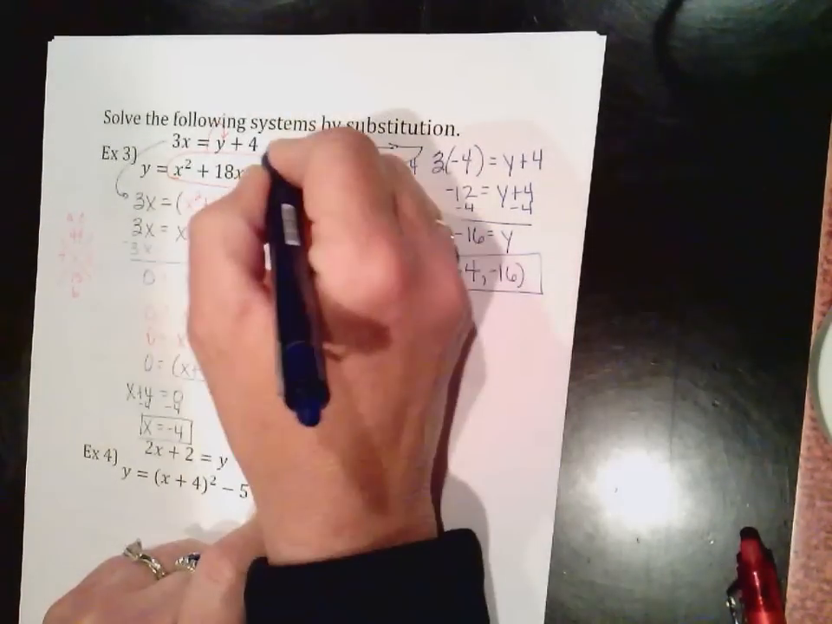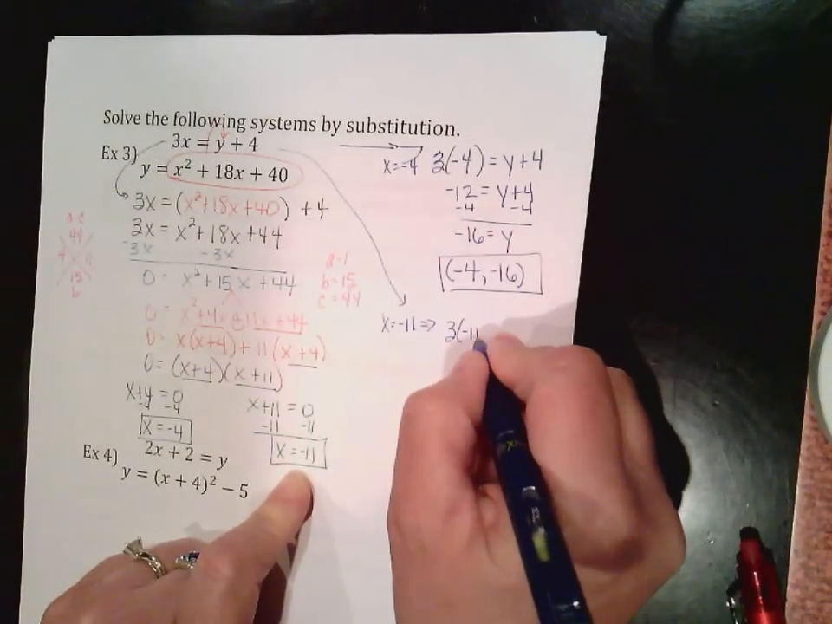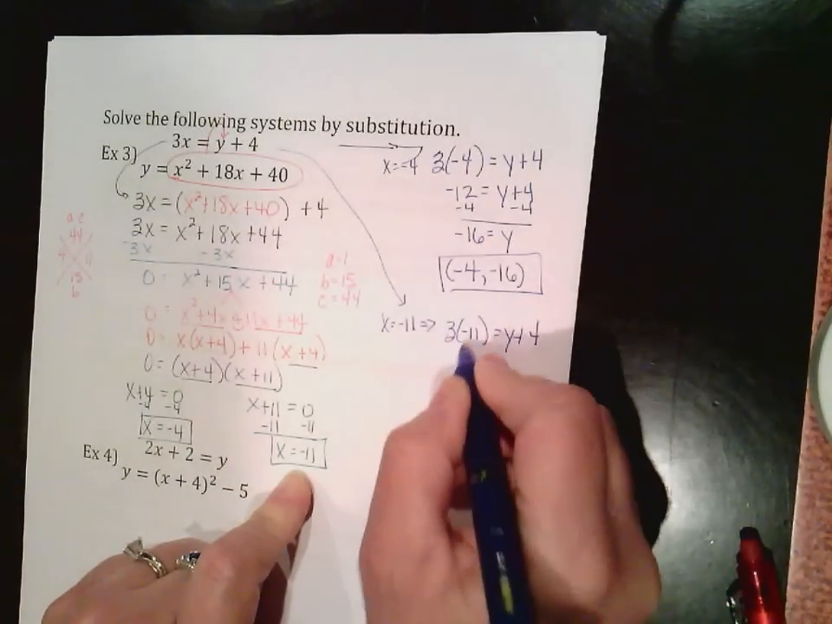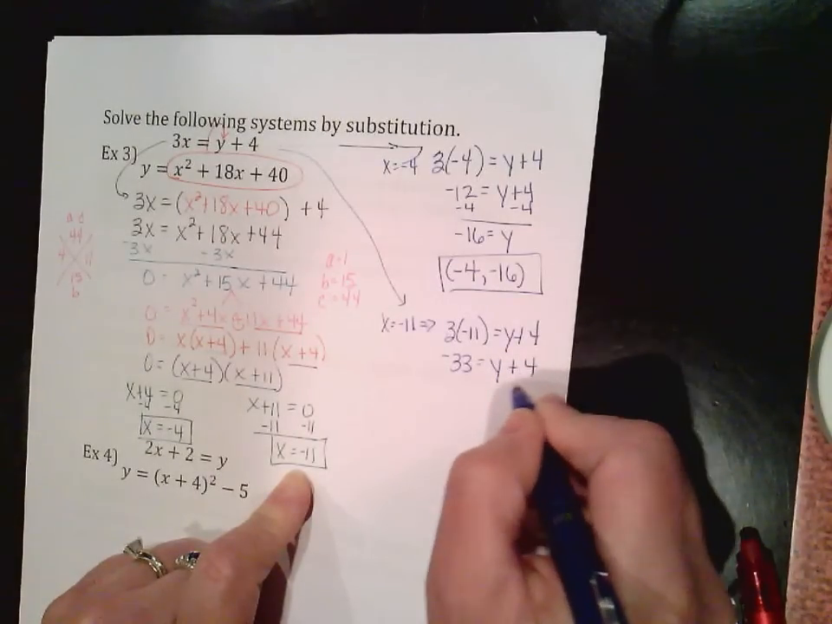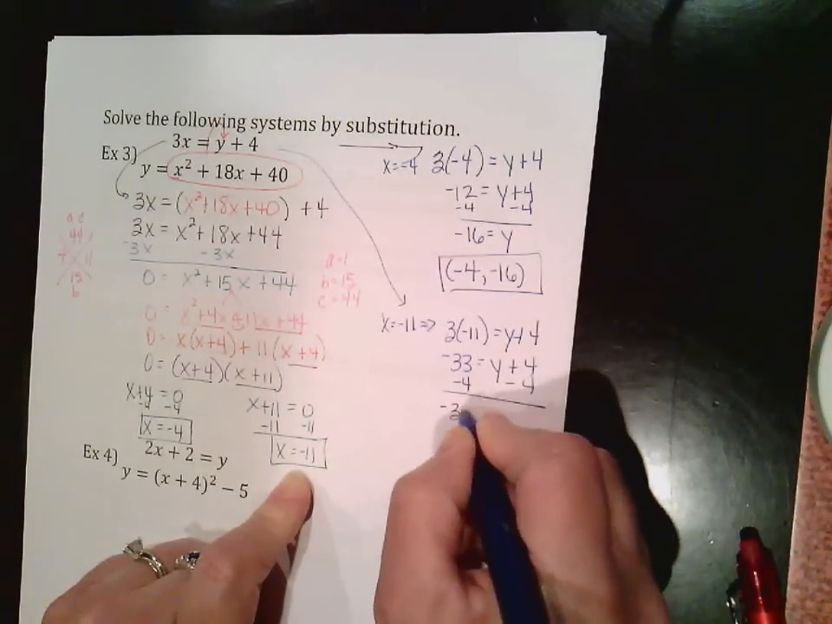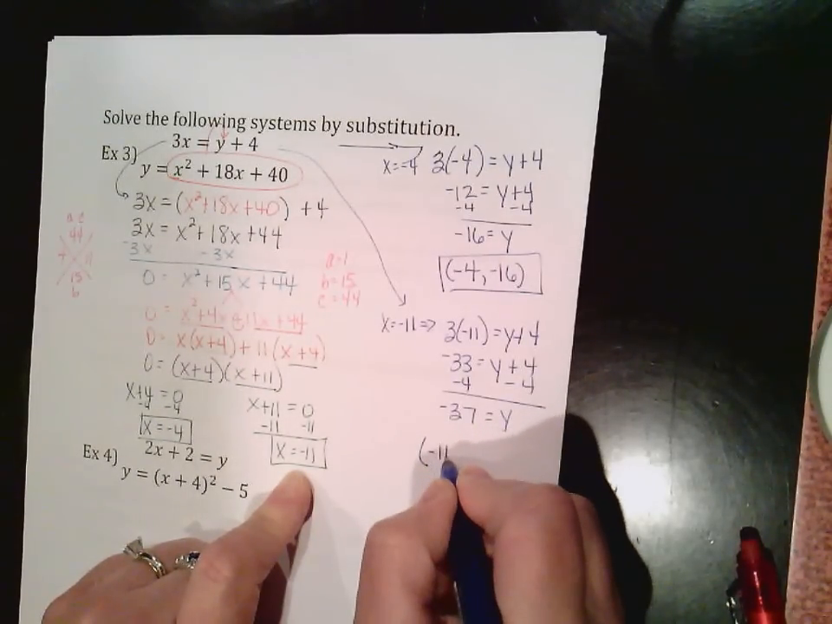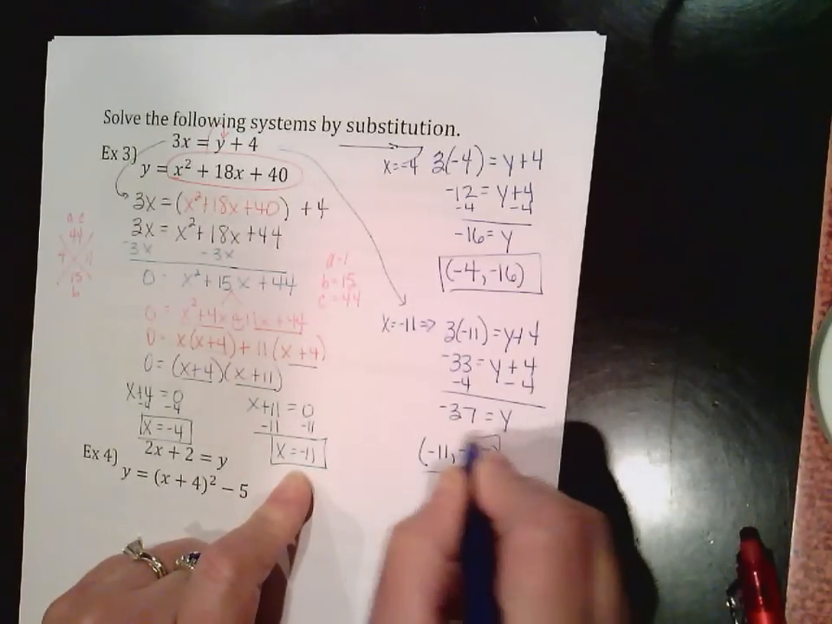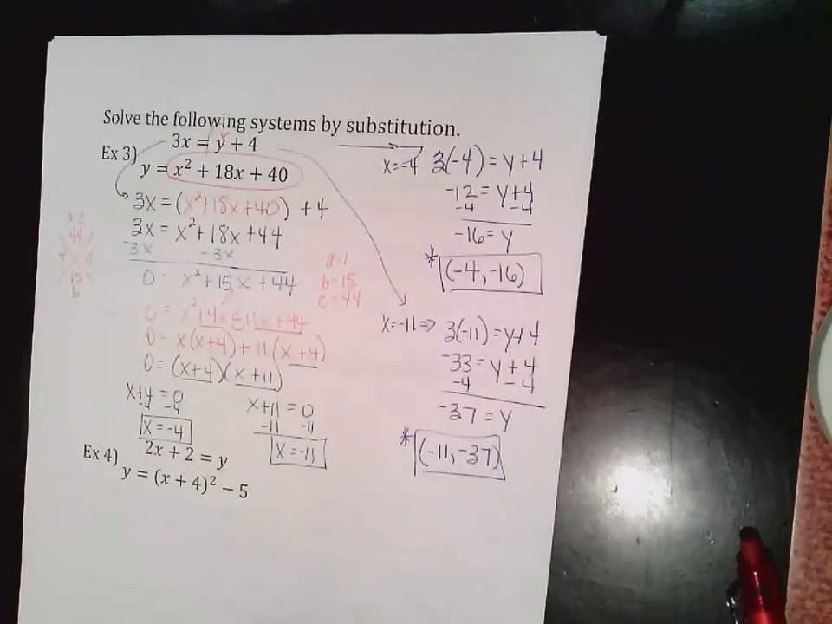and I plug it into my linear equation, I have 3 times negative 11 equals y plus 4. 3 times negative 11 is negative 33. Subtract 4 from both sides, and I get negative 37 equals y. So this ordered pair, when x is negative 11, my y is negative 37. These two ordered pairs are the solution to the entire system.